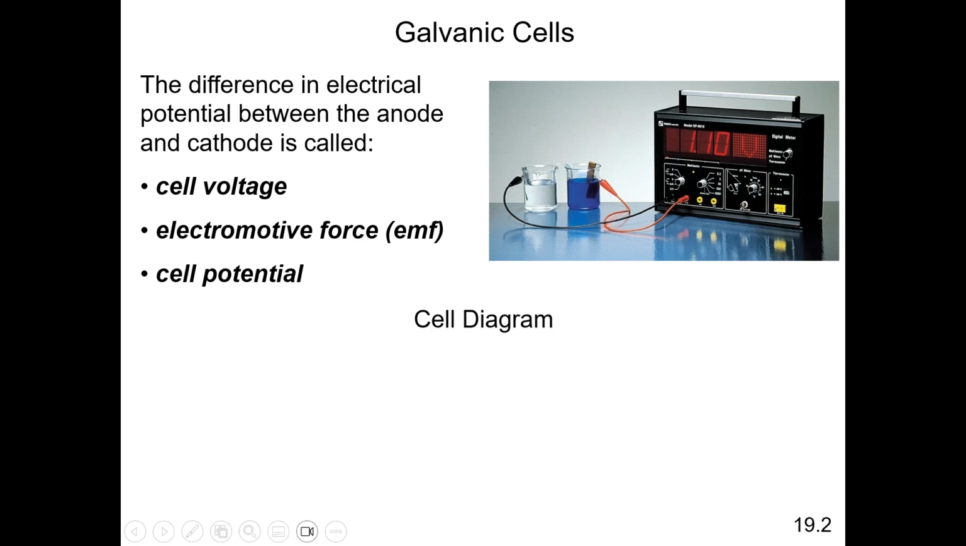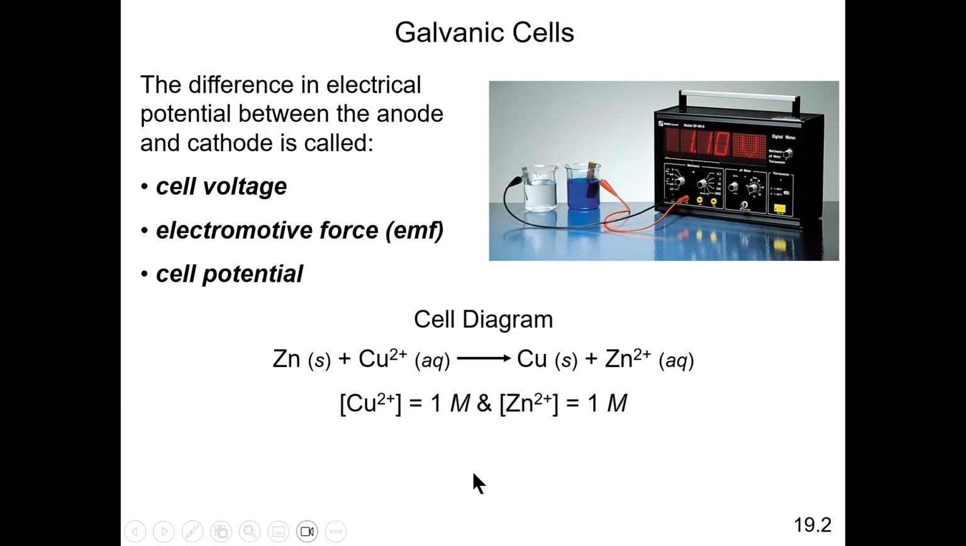So this is showing you an instrument known as a voltmeter. Basically, you connect the electrodes to the voltmeter and you get a digital readout of the potential between the two cells. We can use a shorthand representation of a typical galvanic cell by using what is called a cell diagram. So this would be the redox equation for the cell that we looked at earlier in the previous slide, and the cell diagram is going to look something like this.